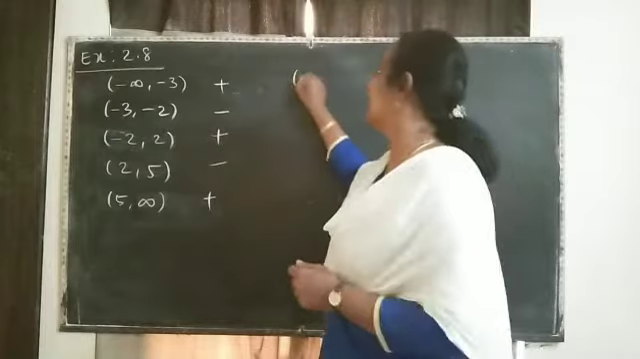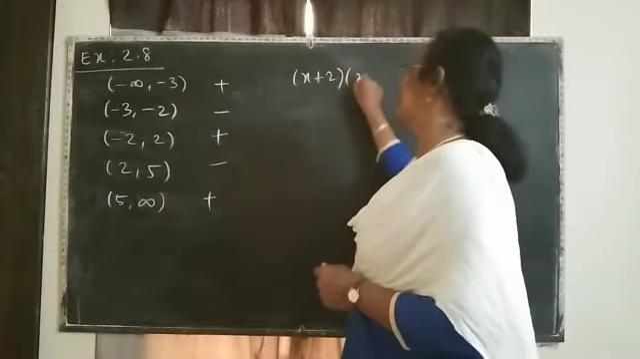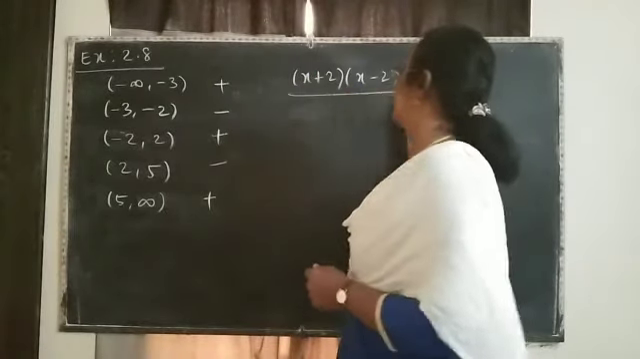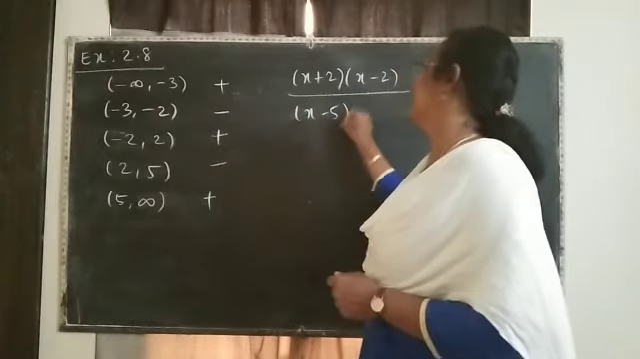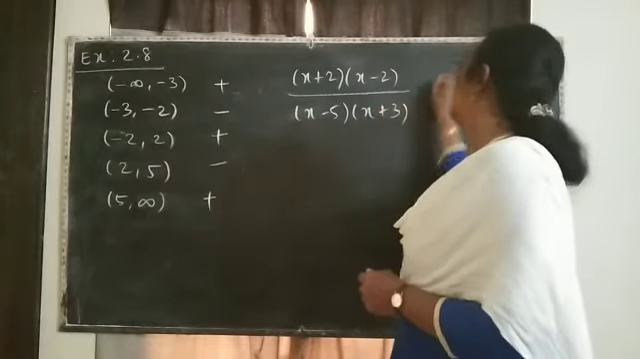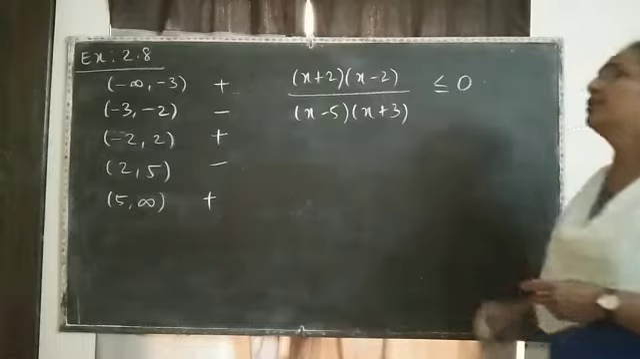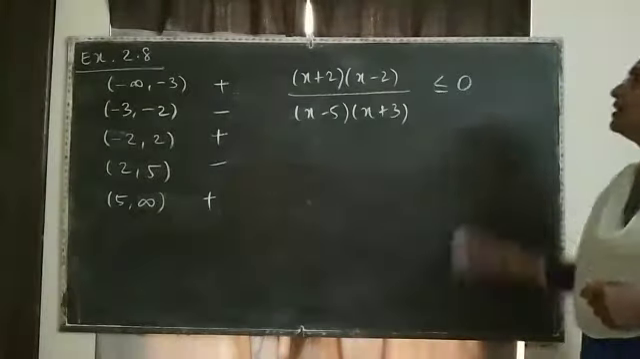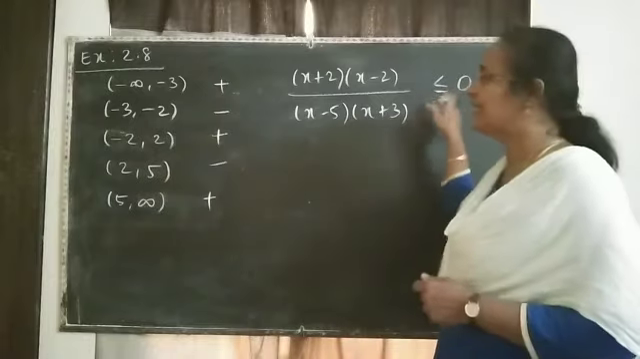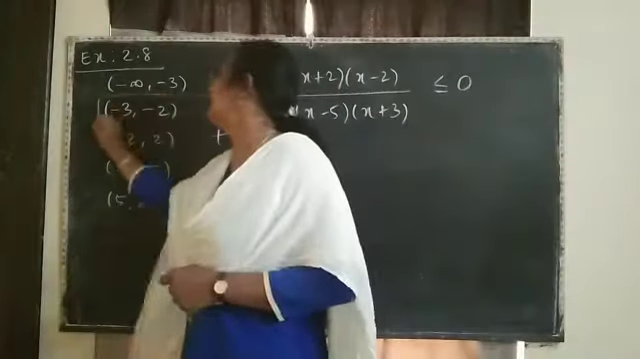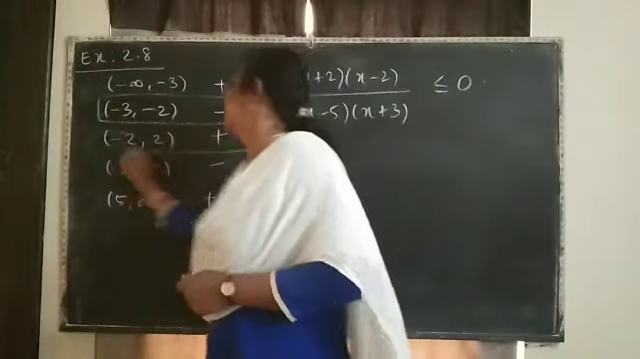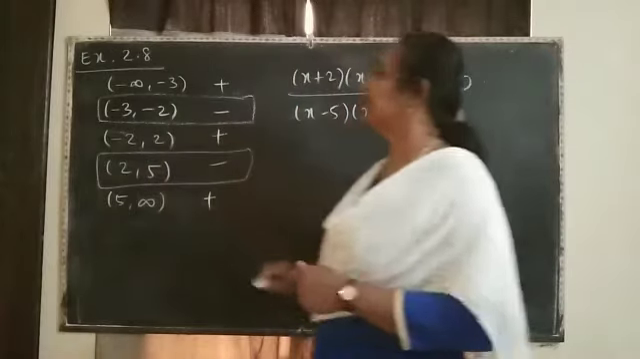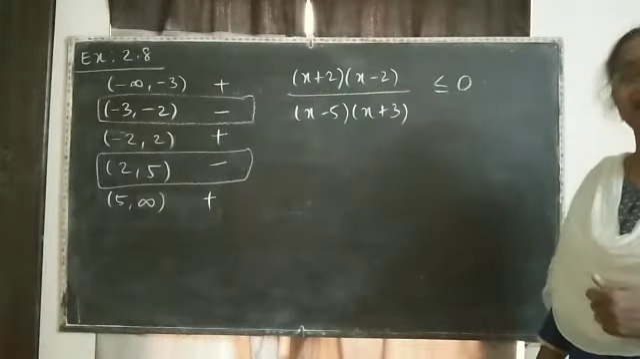Now the given question is x plus 2, that is the factorized form, times x minus 2, divided by x minus 5 times x plus 3, which is less than or equal to 0. So the inequality given should be less than or equal to 0, isn't it? So what does it mean? The sign should be negative. So the eligible intervals are these two. What are they? Minus 3 comma minus 2 and 2 comma 5.